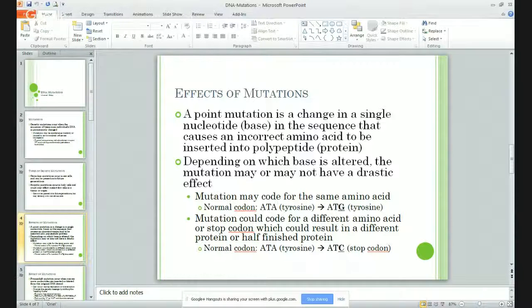When that happens, that's called a specific type of a point mutation, which we'll talk again about on Monday. And then sometimes the mutation, if it occurs in that first or second base, that could completely alter the protein that it's coding for. So instead of the ATA, maybe it's ATC, which becomes a stop codon. So if that was in the middle of your protein, that might cause you to have a half-formed protein.